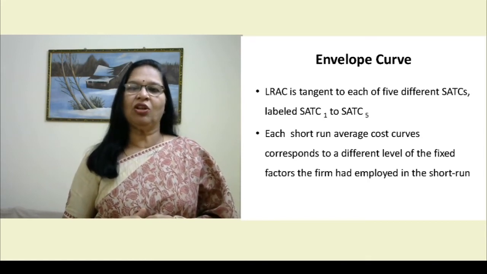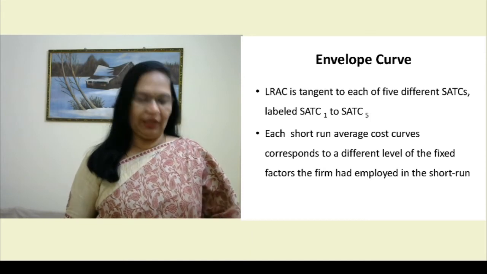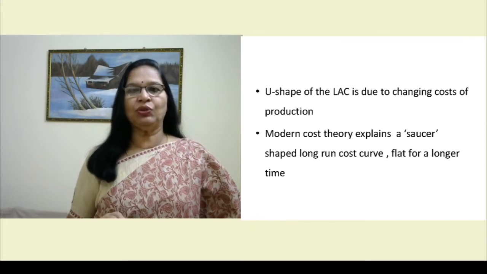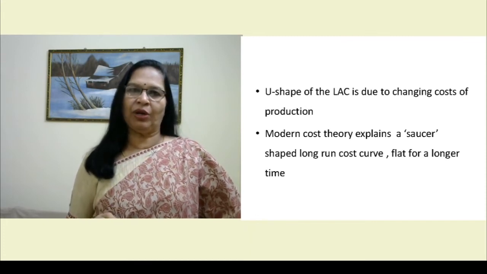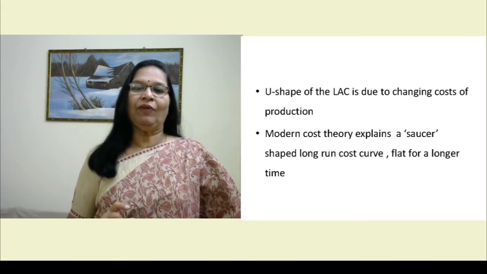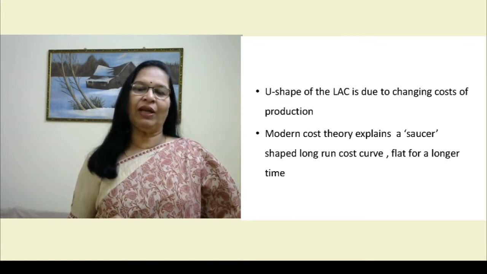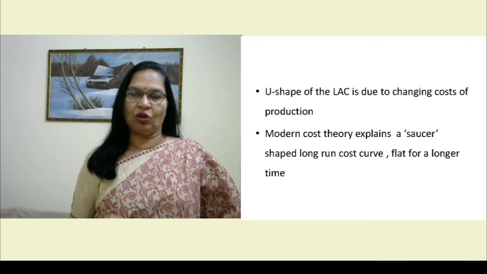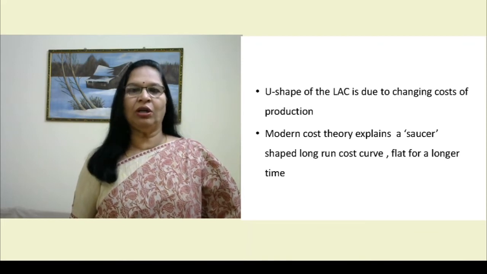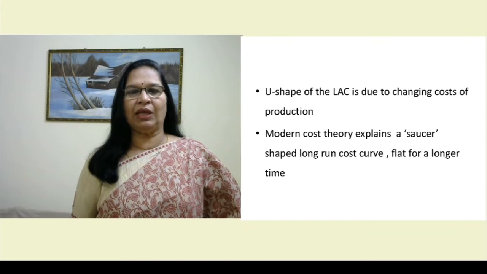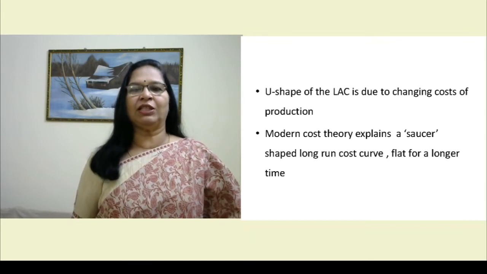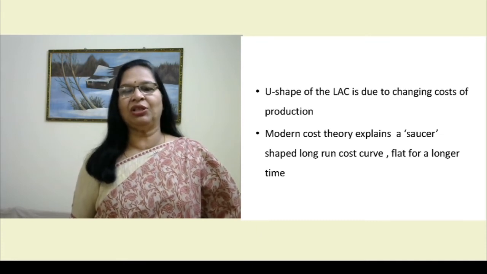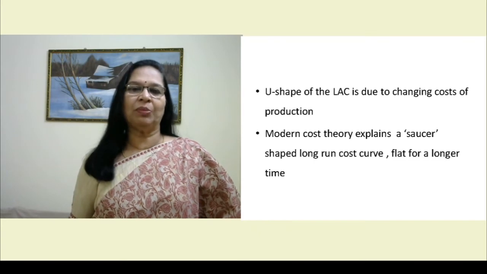Now this long run cost curve, if we look at the diagram, the long run average cost curve is U-shaped due to the changing cost of production or returns to scale. Now when we examine the modern cost theory, we find that the long run cost curve is saucer shaped, or it has a longer period of constant returns to scale. It could be because of the technology being used by the firm, and it could continue for a longer time than the traditional cost curve, which was a very sharp U shape and would go up.